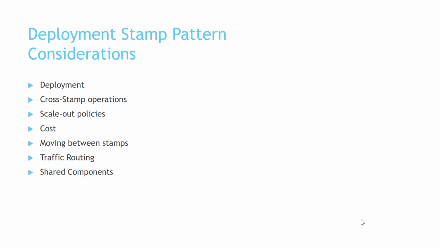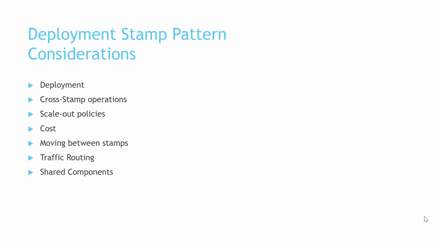Then we have cost, and something important to keep an eye on, because deployment stamp pattern deploys multiple copies of the infrastructure components. And for every new stamp you are deploying, the cost is going to increase, so it's something important to keep an eye on. Then we have moving between stamps.